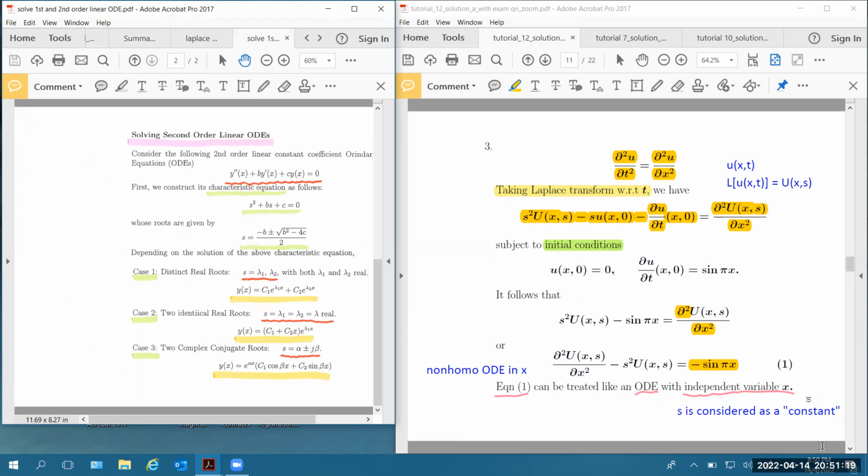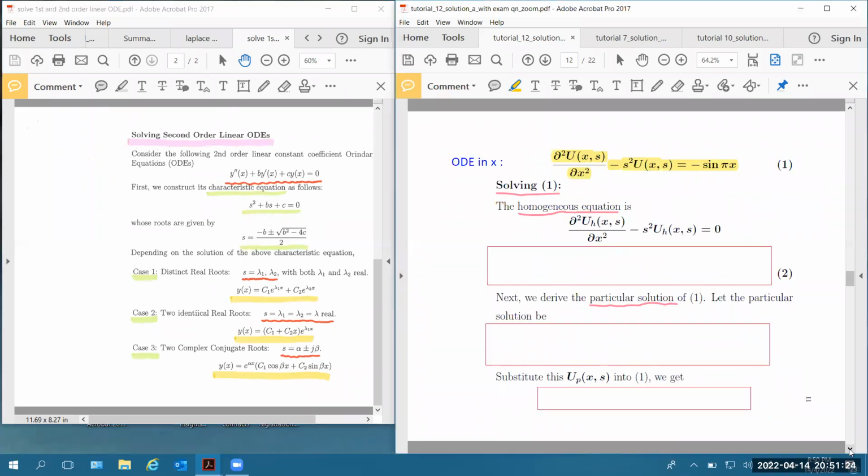To solve this, you need to consider the homogeneous solution and the non-homogeneous solution. I put the ODE here. Now we go and solve. First of all, I will consider the homogeneous equation, because to solve this you actually need two solutions. One is called the homogeneous solution, and the other is called the particular solution. Then you add them up, and that will give you the general solution. You actually learned this last semester.